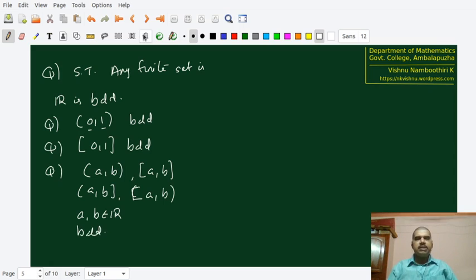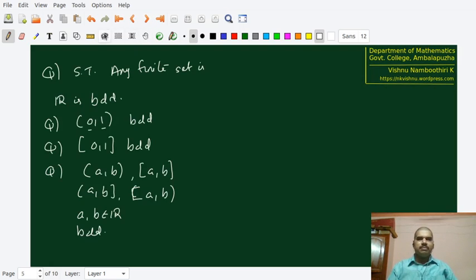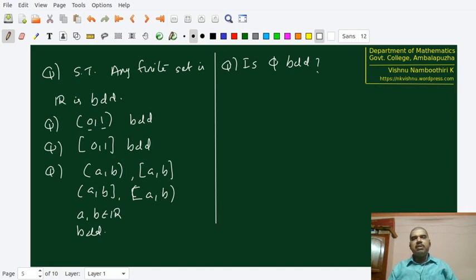And since finite sets are bounded, what about the empty set? Is it bounded? The question is the following: is the empty set bounded? So what do we need to see? Can we find an upper bound for the empty set? Can we find a lower bound for the empty set? I'm leaving this as a thinking exercise for you because there is not much to write, but there is something to actually think about.